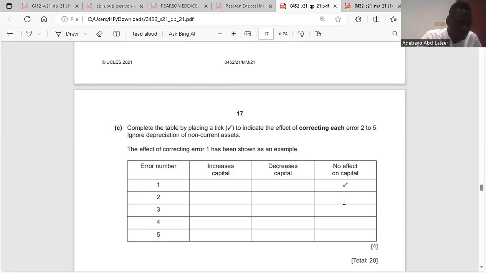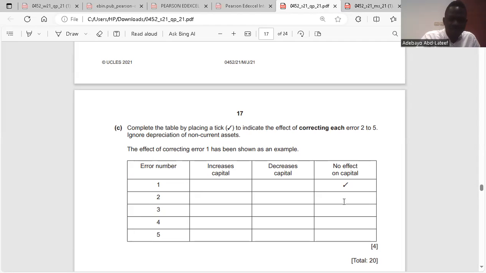Any error, if it's overstated or understated, affects your profit, and then it will affect your capital, either decrease or increase. So error 2 is decreasing. The third one: the credit purchase of 120 from Samuel has been omitted from the books of account. It will also decrease the capital.